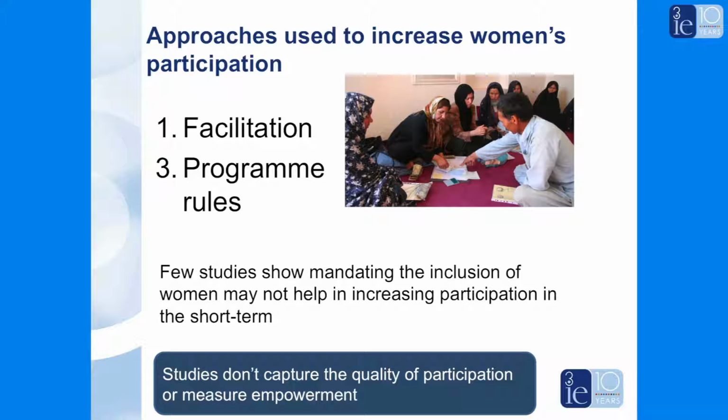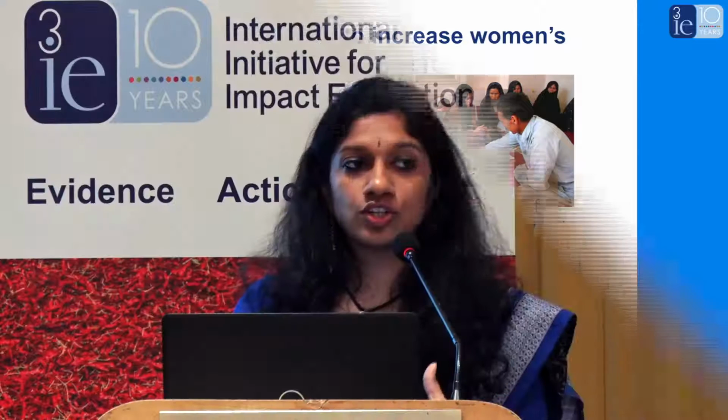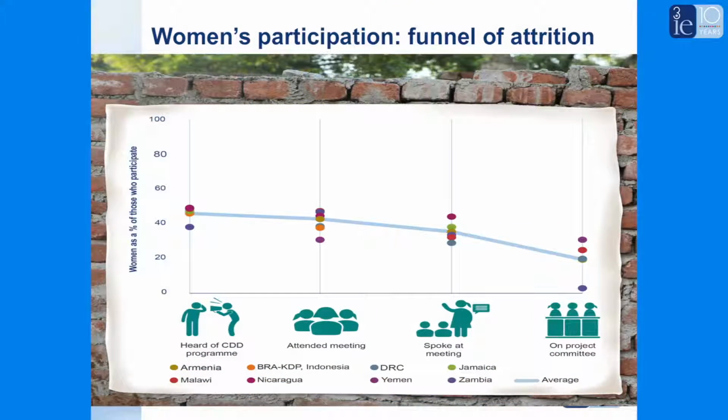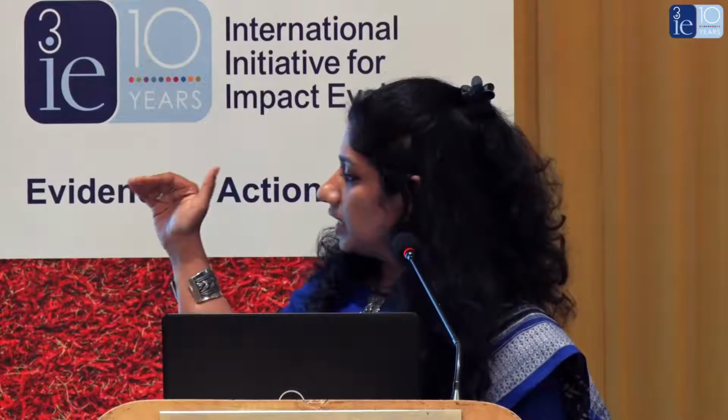In Afghanistan, where women were supposed to be involved in project selection and elections, the men were controlling some of the voting decisions. So studies really don't capture the quality of participation and how it affects women's empowerment and whether women take on a more active role in the public sphere beyond the scope of the project. So this is, again, just a funnel of attrition for looking at women's participation. Women are only half as likely as men to have heard of the program, and then the same kind of funnel of attrition operates: fewer attend the meeting, speak at the meeting, or are on the project committee.